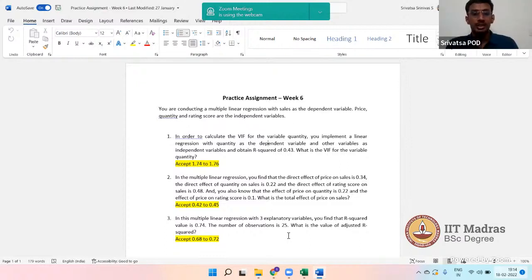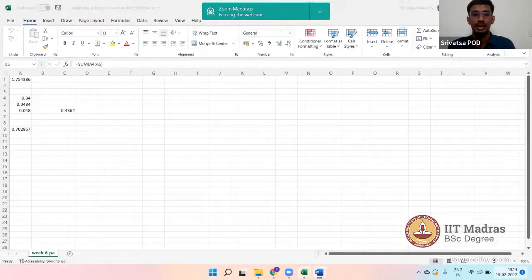Okay, let's go ahead. So you have the observations to be 25 in the third question, and you find that the r squared is 0.74. And as I pointed out earlier, the importance of adjusted r squared in a multiple linear regression comes from the fact that if you simply keep on adding a lot of explanatory variables, the r squared would keep on increasing, but it doesn't actually reflect the quality of the model.